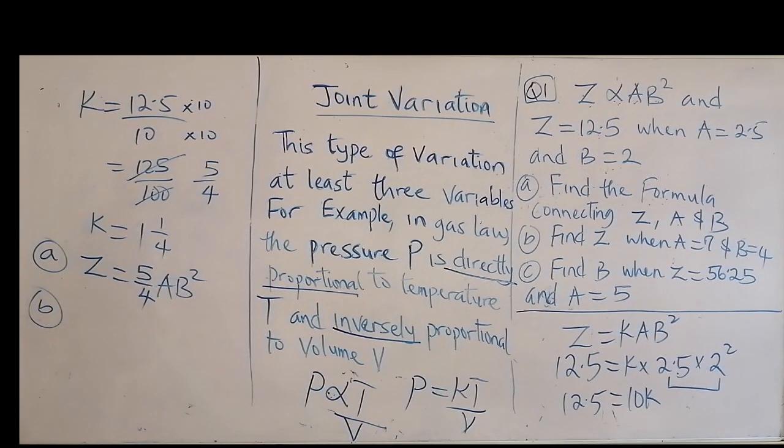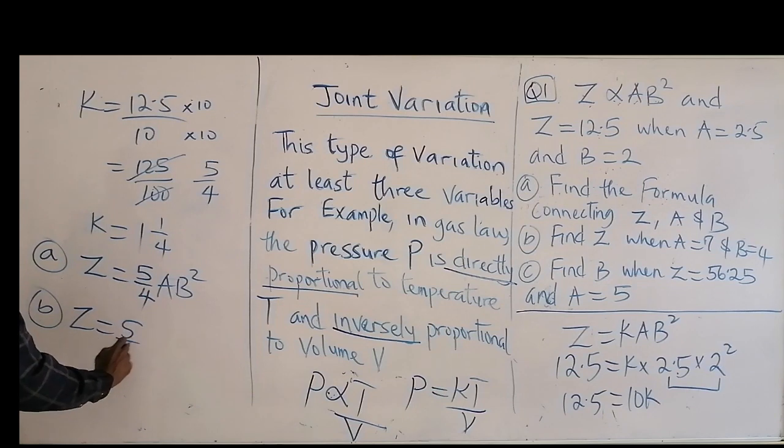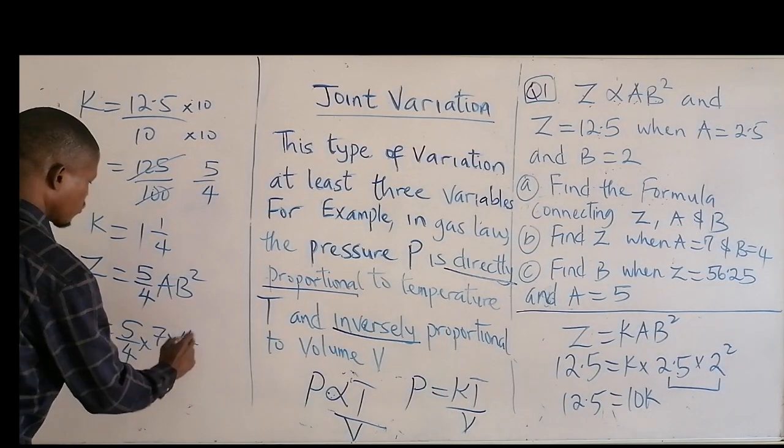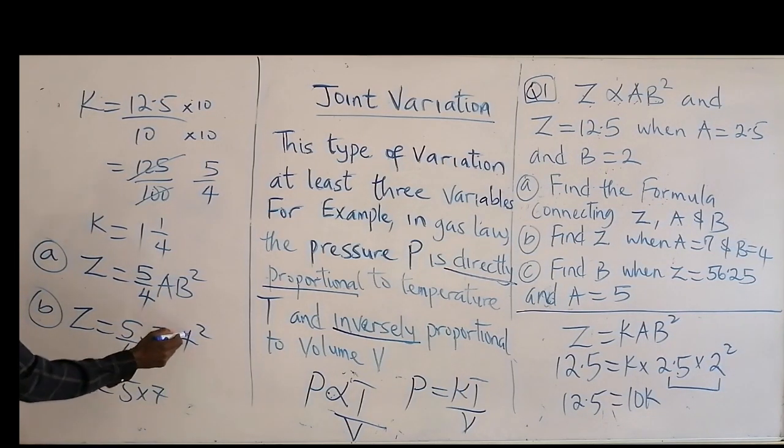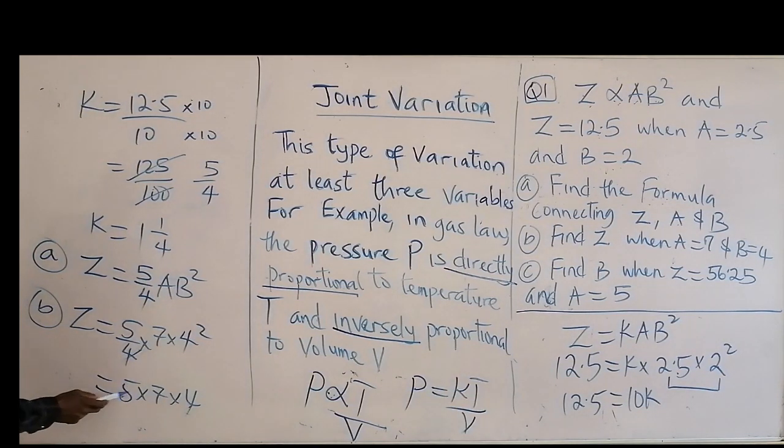Find Z when A is 7 and B is 4. So that's 4 squared. So we're going to have now 1 over 4 times 7 times 4 squared, which is 16. 4 here goes 1, 4 here goes 4, and that will be times 4. So I'm going to have 5 times 4, that's 20, times 7, 140. And that finishes the B part.